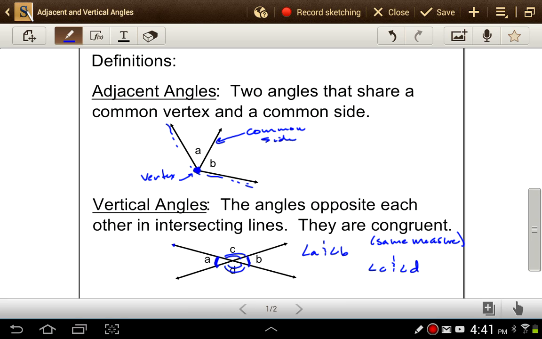Notice I use two marks on those because I want them to be different than A and B, which only have one mark. So they are congruent. If they were the same measure, let's say C was 140 degrees, then D would also be 140 degrees. So we have two sets of vertical angles in this example. There's our definitions. Make sure you write those down. Pause if you need to. Otherwise, I'm going on to our examples.